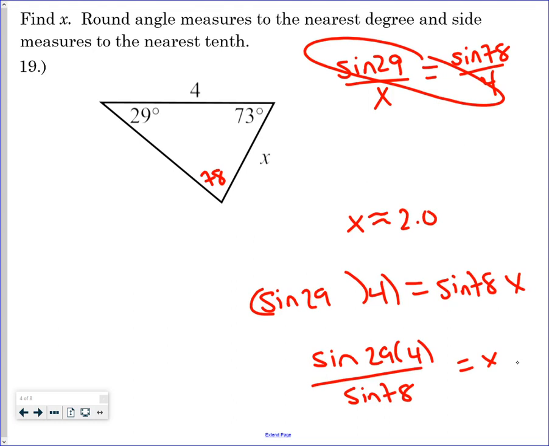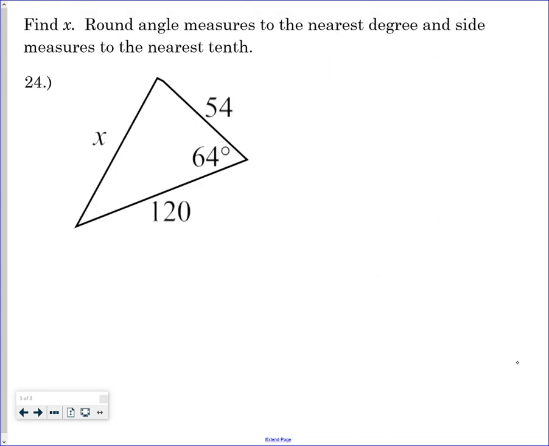Anybody still need it? All right. Same thing. This time, do you guys see that I have side, angle, side? Okay? If you get that, we automatically know it's law of cosines. Again, I don't memorize which one to use when. It's not really that hard to figure out that law of sines isn't going to work.